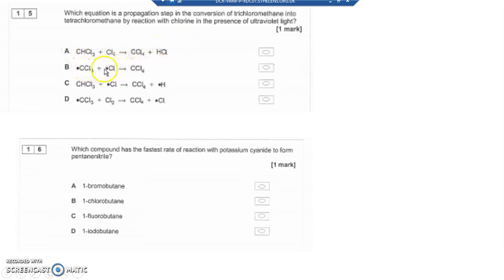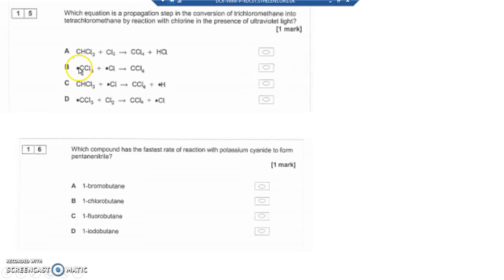So you're looking for reactions with dots in them, so it could be B, C or D, but it's definitely not A. An initiation step is where the dots only appear on the right, so you've got something like chlorine Cl2 making 2 Cl dots on the right. We haven't got anything like Cl2 going to 2 Cl dots. We've got no initiation step. Okay, we're after a propagation step anyway.